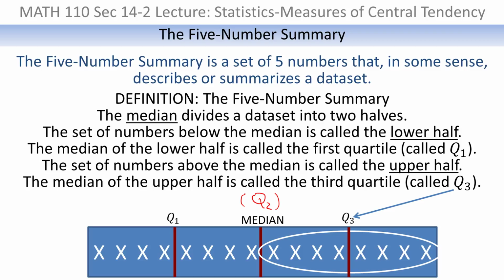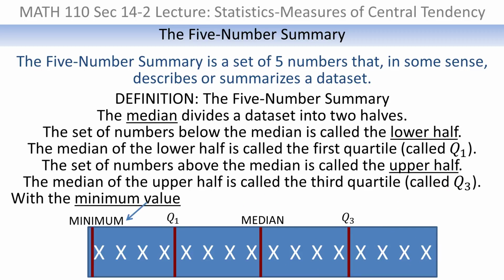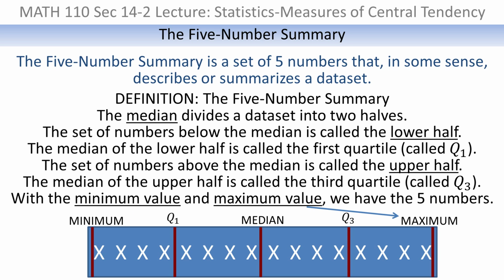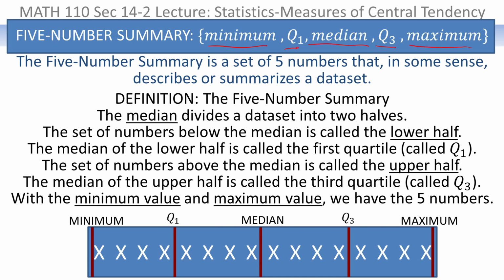So the median is one number in our 5-number summary. We take the lower half, find its median. That's called the first quartile. That's the second number. Then we go to the upper half, find its middle, chop it in 2. That's the third quartile. So we have 3 of our 5 numbers. The other 2 numbers are pretty obvious. The lowest number is called the minimum. That's our 4th number. And the biggest value is called the maximum. So those are our 5 numbers. The minimum, the first quartile, the median, the third quartile, and the maximum. Those numbers form the 5-number summary.